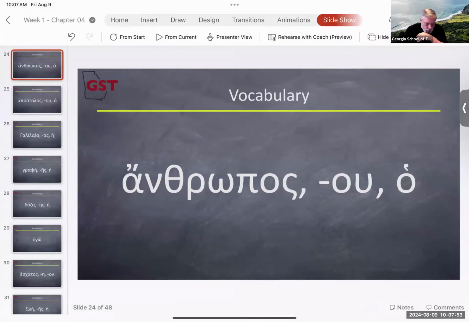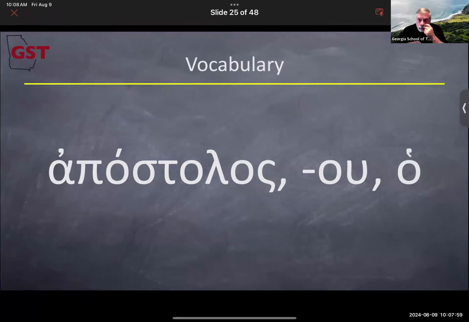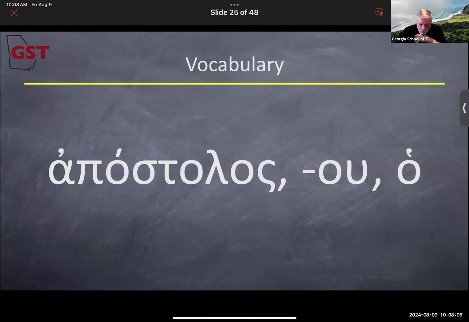So what is this word? How many syllables are here? Four. Okay. Where would I make my divisions? After the pi. You want me to make a division here?